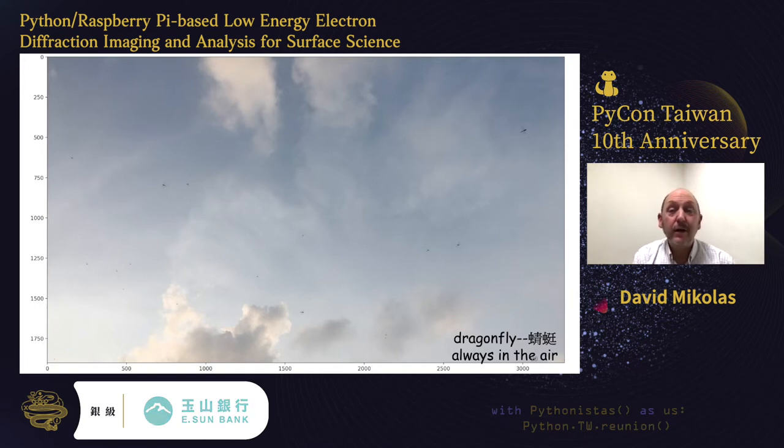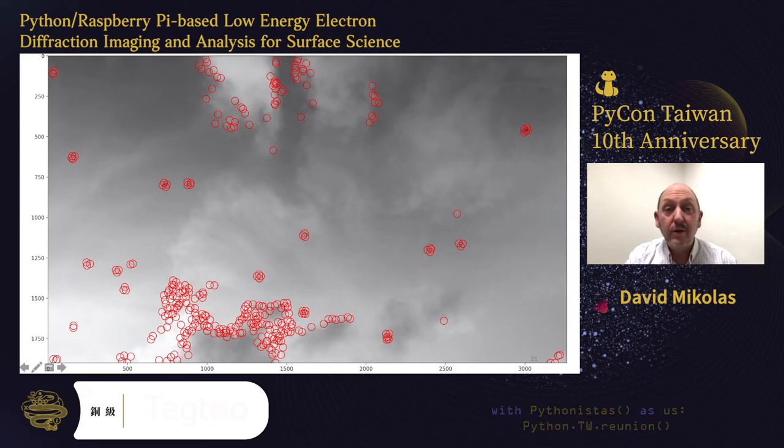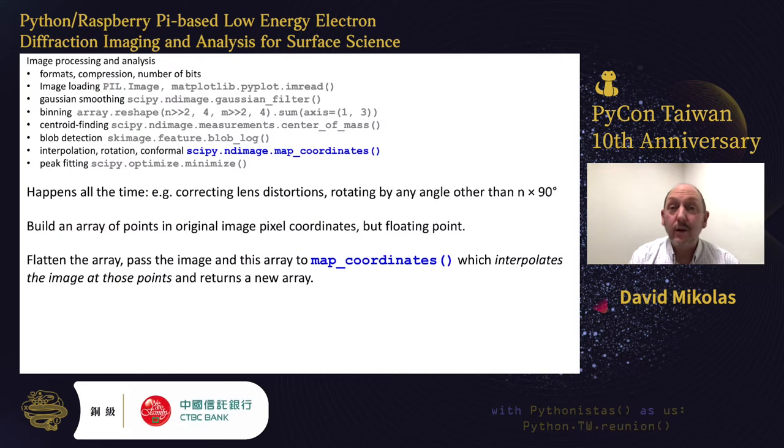So I took a snapshot, and then I wanted to count them. So let's use blob detection to try to find the dragonflies. You can see there's 1, 2, 3, 4, 1, 2, 1, 2, 1, 2, 3, 4. They're all over the place. And just starting to run it without adjusting the parameters or anything, it immediately finds all the dragonflies, but also on a real world image, you find a very large number of other spots that you don't want. So this is the problem when you're doing blob detection on real world images. But it's much easier when we are doing low energy electron diffraction images, okay?